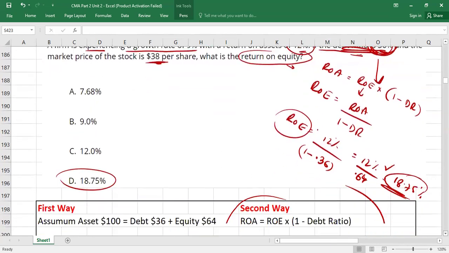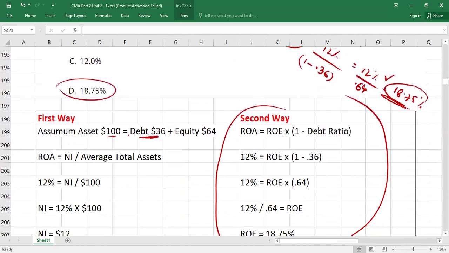It means I can assume my assets are 100%, or $100. So assets are always equal to what? Debt plus equity. If I assume my assets are 100 and my debt is 36, which is given as the debt ratio, it means my equity will be 64 automatically, because assets should be equal to debt plus equity. Because asset value is not given, I can assume it's 100. Debt is $36, so equity will be $64.